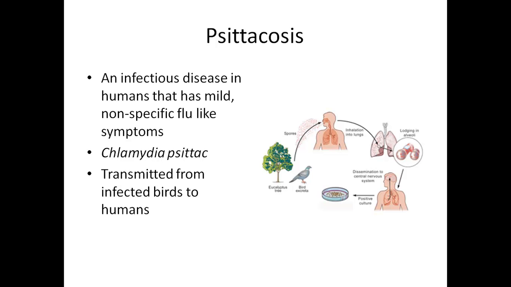Psittacosis. Psitta is a Greek word for parrot, and this is an infectious disease in humans that has mild, nonspecific flu-like symptoms, and it comes from aerosolized bird droppings. So why do they come and be seen in respiratory care? Because the patients wind up wheezing and with shortness of breath, and it can cause pneumonia. It's a bacteria transferred from bird to a human, again, that zoonotic transfer from their droppings.